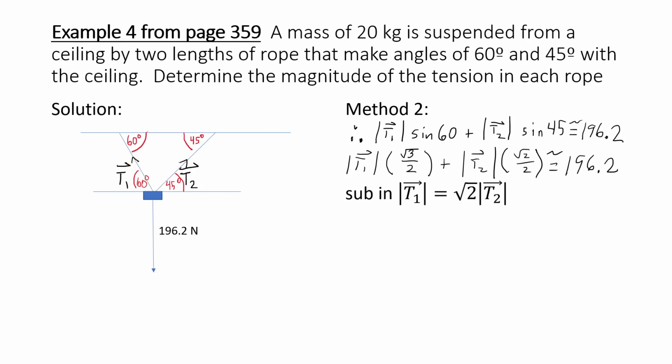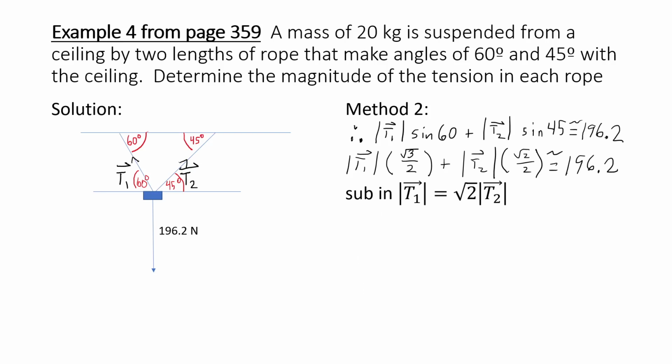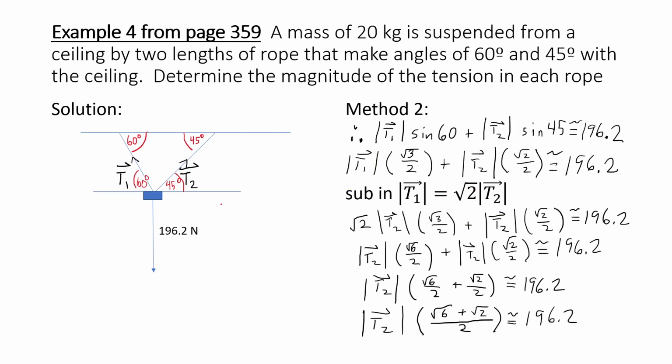Now, we learned in the previous step, doing the horizontal components, that the magnitude of T1 is roughly equal to root 2 times the magnitude of T2. So why don't we just sub that straight in for T1? So we've got T1 right here. Instead of T1, we're going to call it root 2 T2. When we do that, we get this equation. And there's only one unknown there. The only unknown is the magnitude of T2.